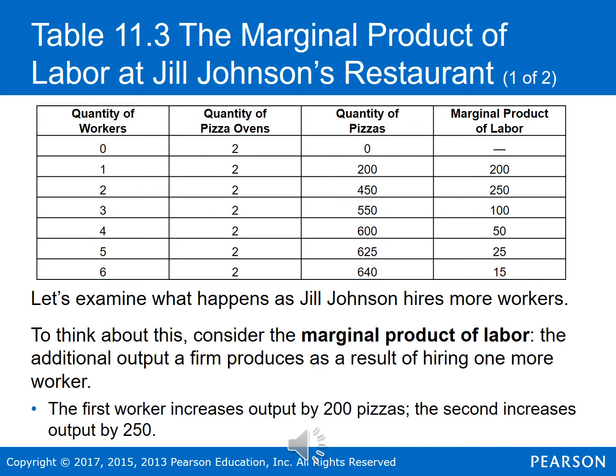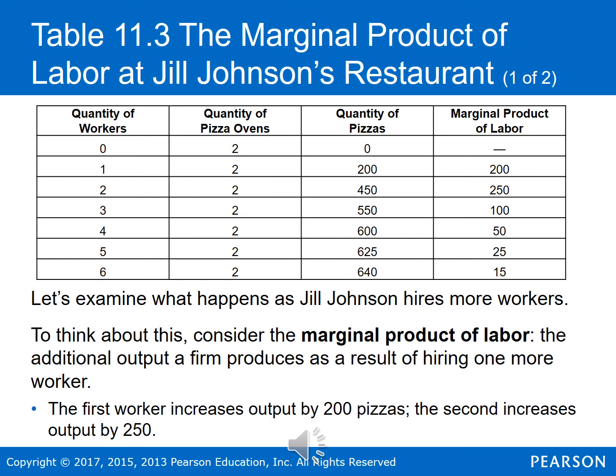Now let's look at what happens when Jill hires even more workers. To think about this, consider the marginal product. Marginal product of labor is the additional output from hiring an additional worker. Remember, marginal equals the next unit. So in this case, it's the additional production being caused by an additional worker being hired.